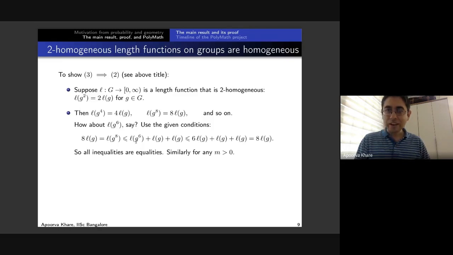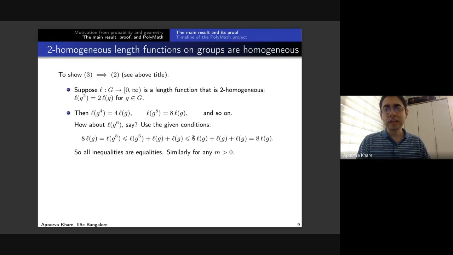Now I can again use the triangle inequality 6 times, and I get length of g^6 is less than 6 times length of g plus 1 plus 1. And guess what? If I add these terms again, I get 8 times length of g. So I started with 8 length of g, and I end up with 8 length of g, which means every inequality in between must be an equality.